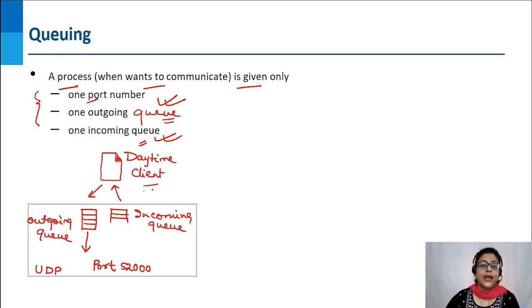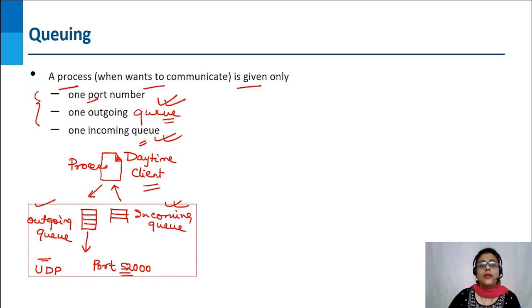Let us consider a daytime client. So this is basically a process which is running at the client end. There will be two types of queues which are defined by the process upon request. One is the outgoing queue. It is a queue through which data from the application layer moves to the lower layer. And the other one is an incoming queue by which data from the lower layer moves to the application layer. And this queuing is requested from the UDP. Now, there is a port associated with the daytime client, and this port number is 52000.